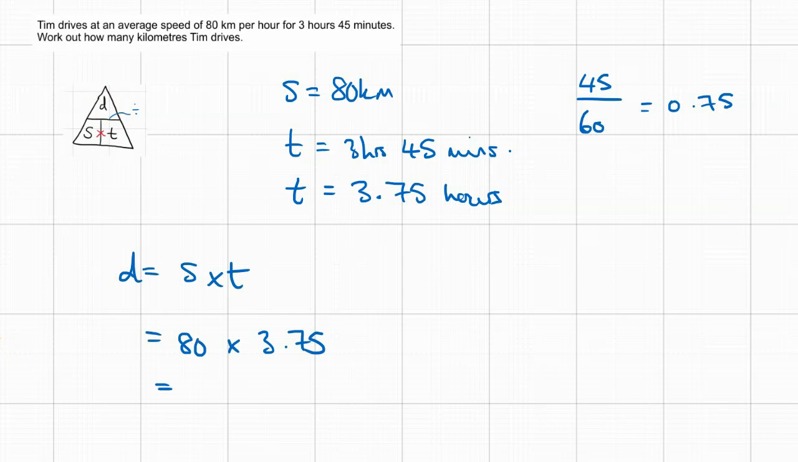See how we couldn't have done 80 times by 3 hours 45 minutes? That doesn't make sense. And when we do that, we get 300. Think about your units. How many kilometres does he go? So he goes 300 kilometres.